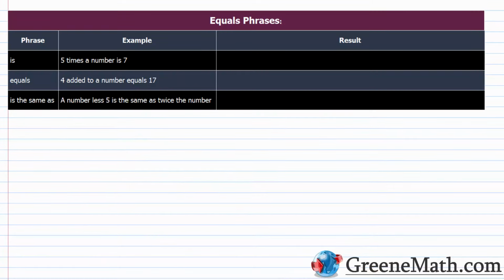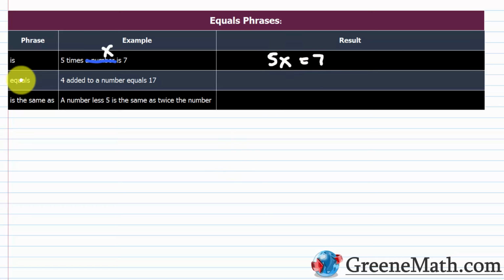For all the problems we looked at, we used is for equals, but there's other things you can see. It's basically any phrase that implies sameness. Okay, so some examples would be, again, we use is. So 5 times a number is 7. So again, if you line this out and you put x here, 5 times x is, okay, that is means equals. So 5 times x is or equals 7.